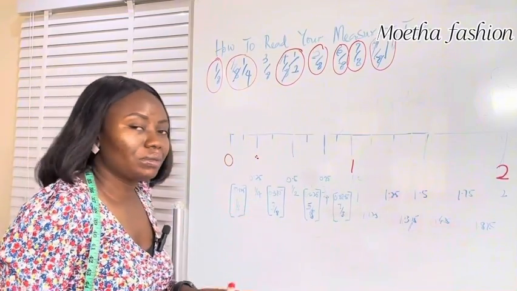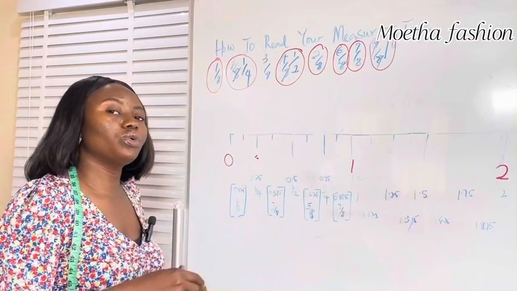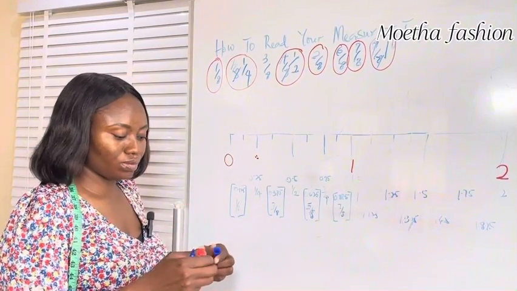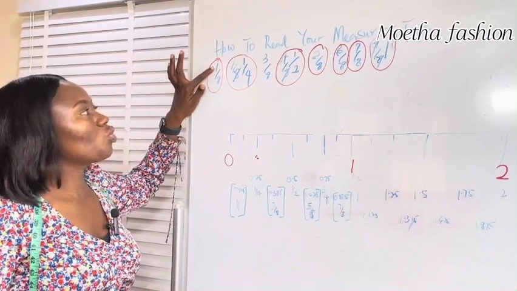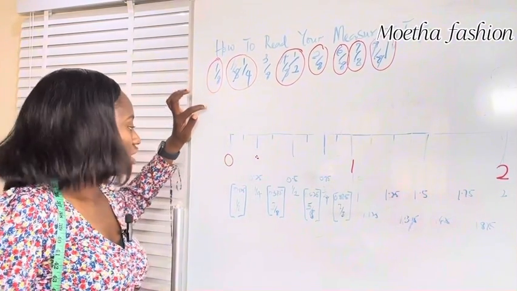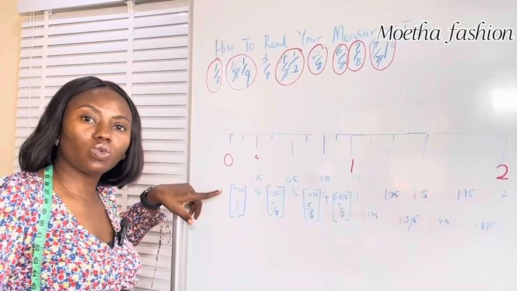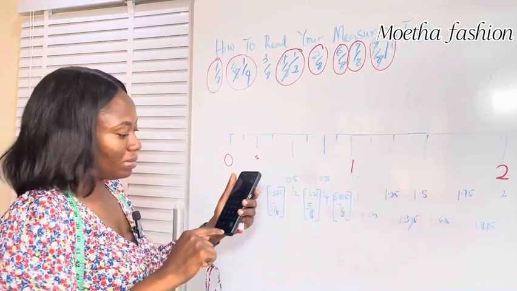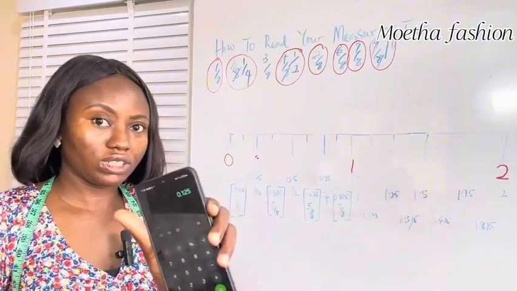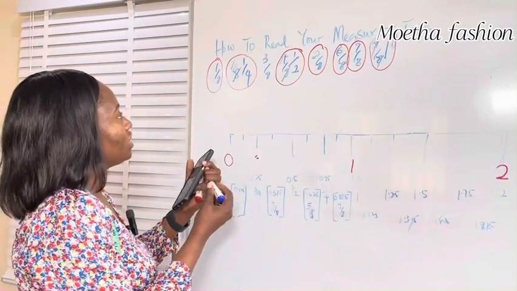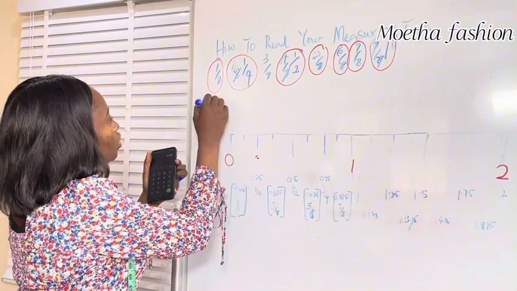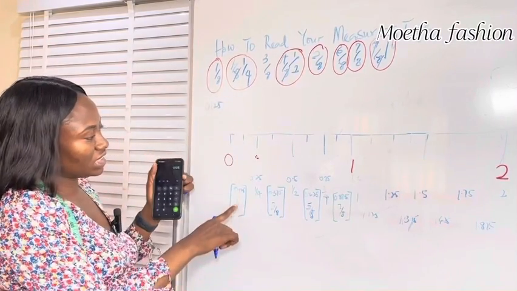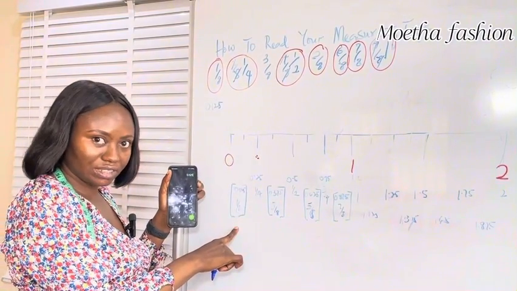You don't need to cram anything here. It's just simple calculation. If you pick up your calculator and you do 1 over 8, it's going to give you 0.125. 1 over 8, which is 1 divided by 8, will give us 0.125. And you have here 0.125, which is the same reading as this.